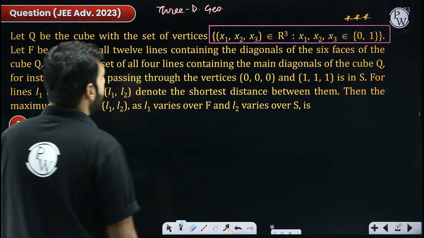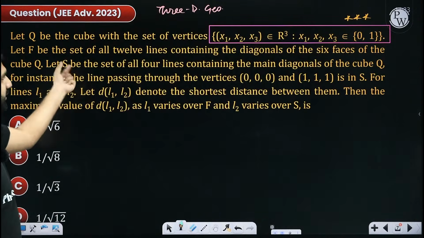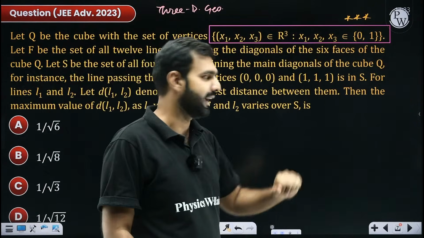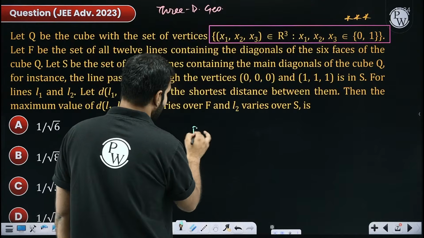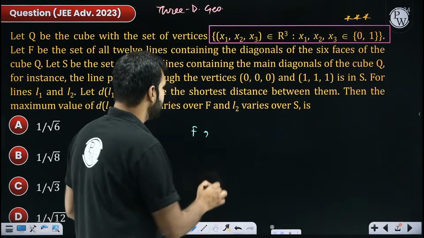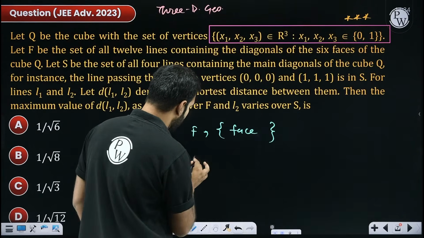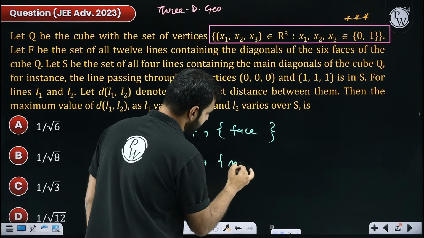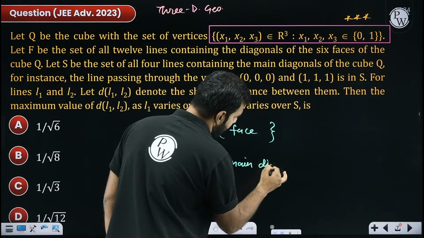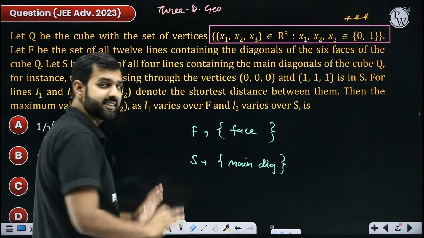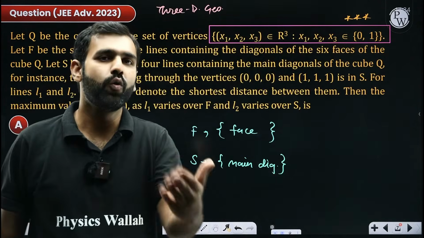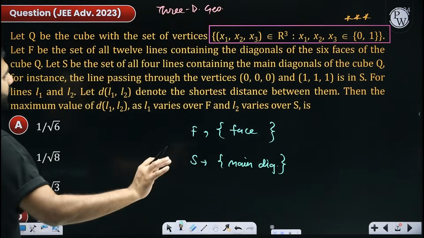Trust me. Now, S is the set of all 4 lines containing the main diagonals. So what is F? F is the set which contains all those 12 diagonals, that is, the face diagonals. And S is your main diagonal set. Now, when I move ahead from here, what do I see next? I hope you're understanding.